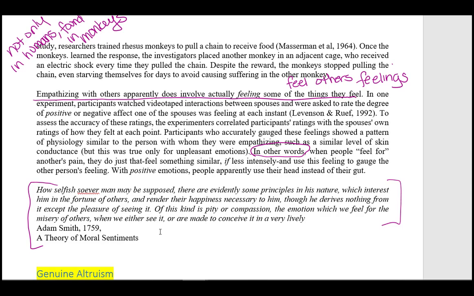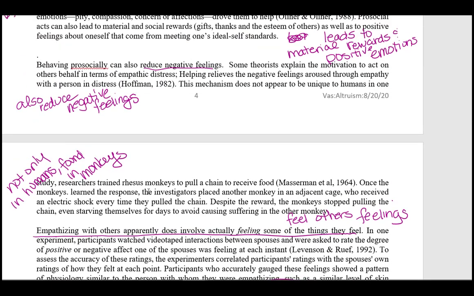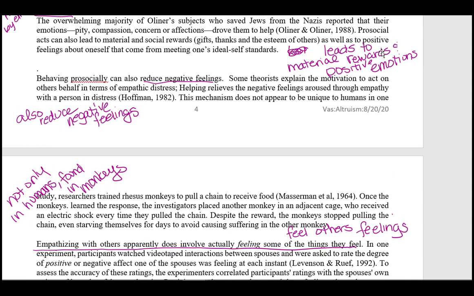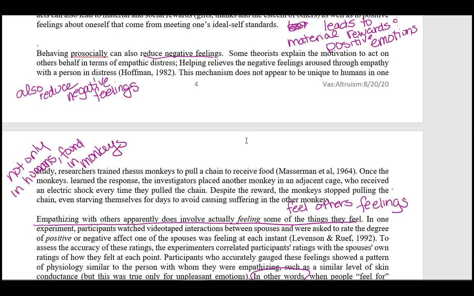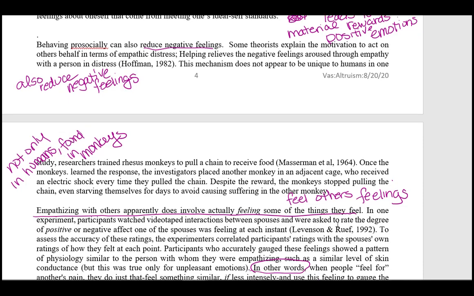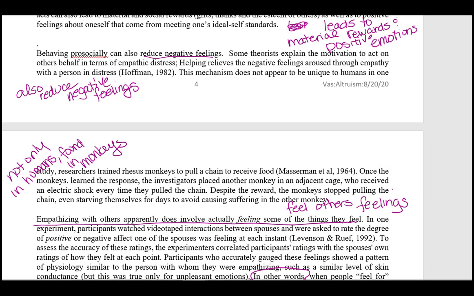So what we're doing now is we're going to go back and we're going to write our definition for our vocabulary word, but we're also going to write our main points. So my main points, I've already annotated that. So I'm going to write down also reduce negative feelings, not only in humans, found in monkeys. We feel each other's feelings. So let's go add that to our chart.